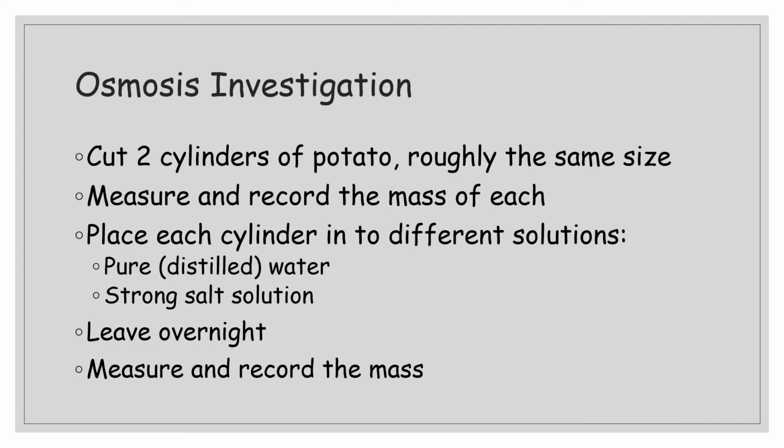So to give you an example of an osmosis investigation, quite a simple one we can do in the lab, and it's something that comes up within questions and SQA papers. We take cylinders of potato, roughly around the same size, measure and record the mass of each. You then place each cylinder into different solutions, one of pure distilled water and one within a strong salt solution. You'd leave them overnight. You'd then take them out and measure and record the mass. And let's look at what would happen.